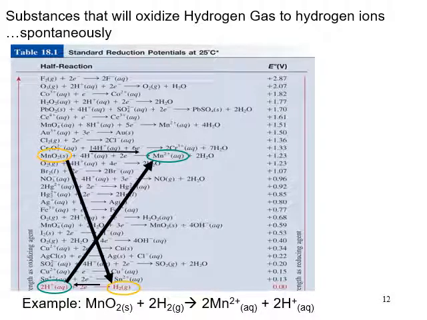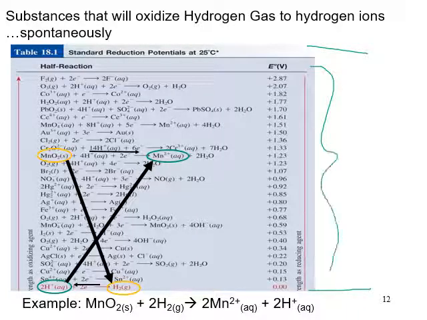What about for a reduction? I've done the same thing for this table. I copied the top half of the table, and this top half is a stronger reducing situation when compared to the SHE. So I chose 2 half reactions, the MnO2 reaction going to Mn2+ and water in an acidic solution, notice, and then compared it to the SHE.